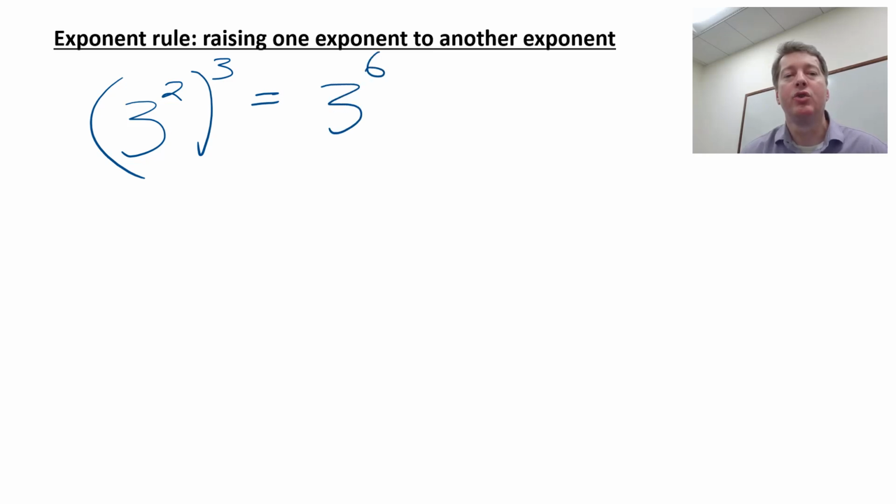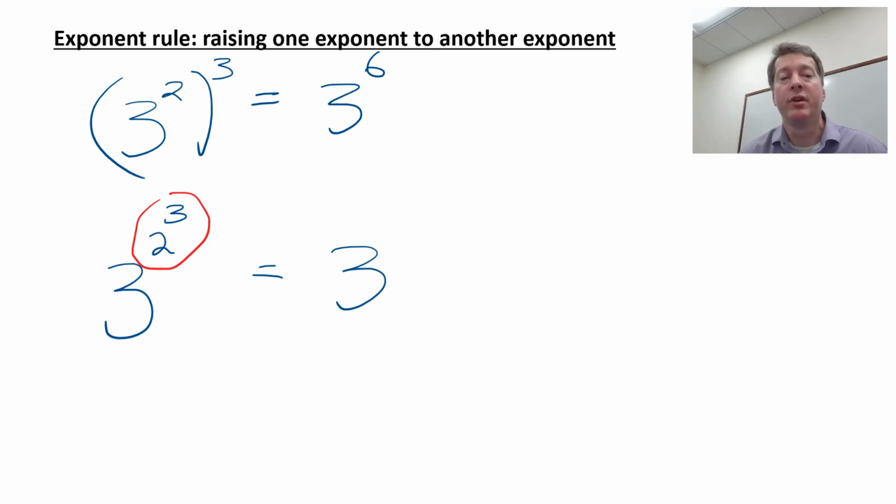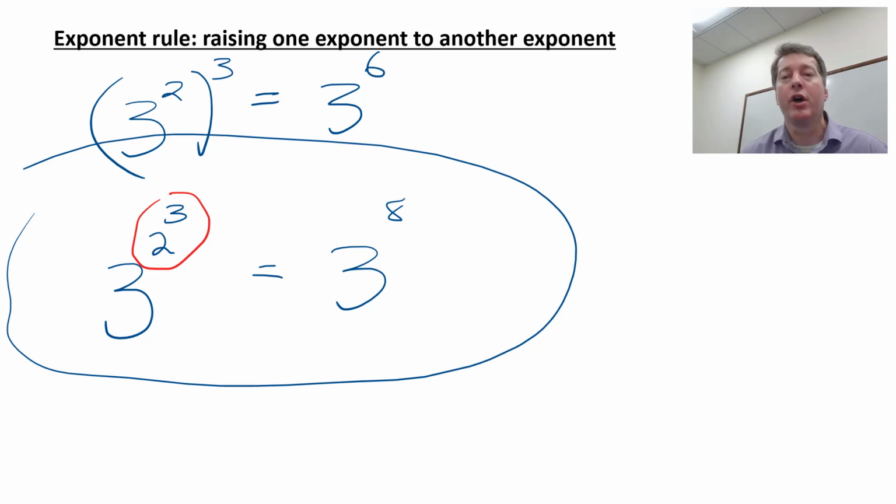You multiply 2 by 3. You multiply the exponents. But suppose you saw 3 squared cubed. Since the 3 squared is not in parentheses, you deal with the exponents first. So that is the same as 3 to the 2 cubed. And 2 cubed is 8, 2 times 2 times 2 is 8. So that's the same thing as 3 to the 8th. That would only come up on a particularly hard question, but it's a good thing to be aware of.